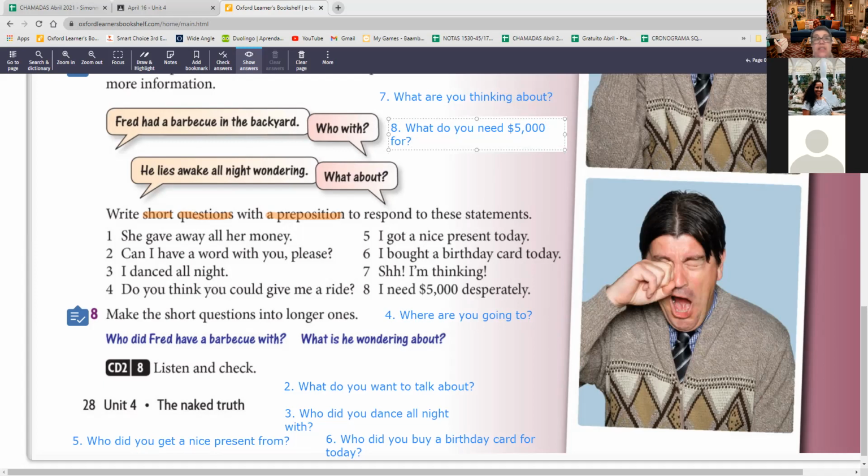You don't need to put desperately. If you want, you can put it after the amount of money. What do you need $5,000 desperately for? Can be, okay? But in natural conversation, we don't repeat desperately or even today in the other sentence. It's not necessary. So you just say, what do you need $5,000 for? Even better. Okay, let's check.